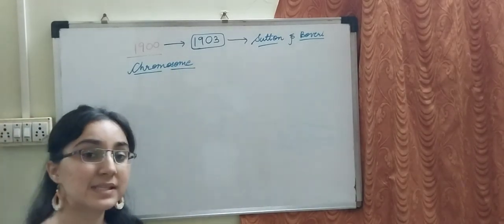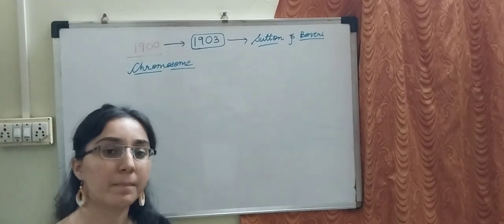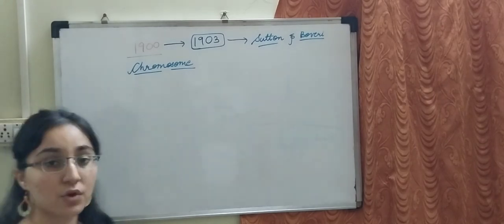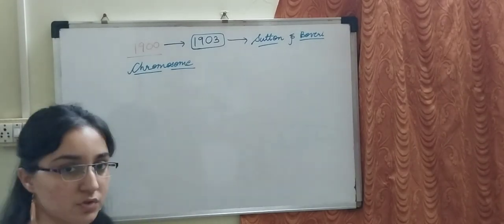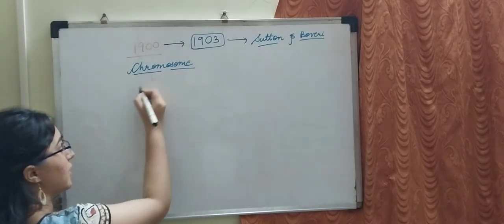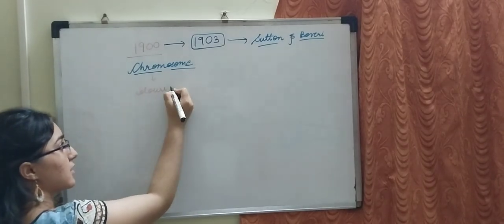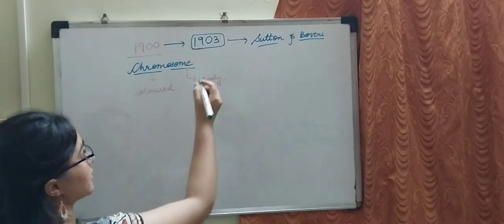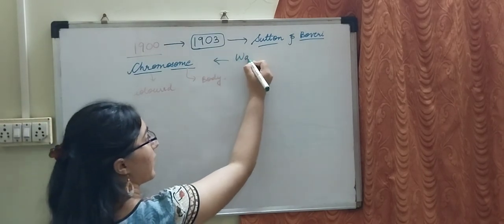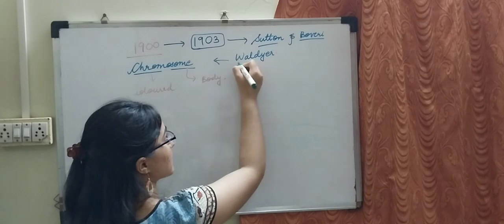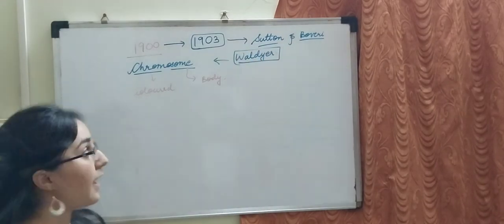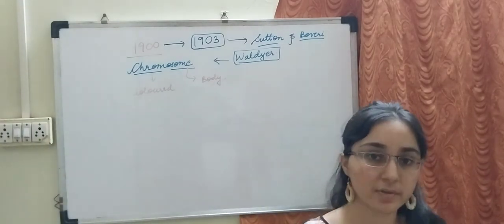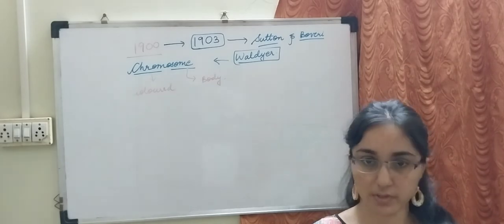Chromo means colored and some means body. So colored body, this was the etymology of this word. The meaning of this word is colored body. The word was coined by Waldeyer. The name of the scientist who coined the word is Waldeyer. In 1903, the theory of chromosomal inheritance was discovered.